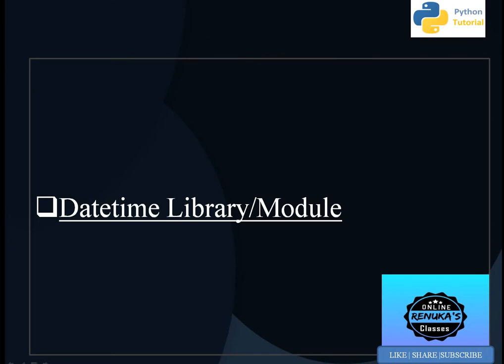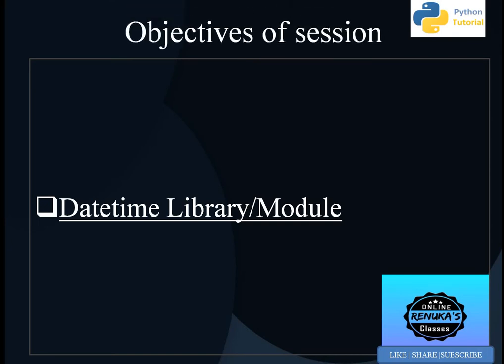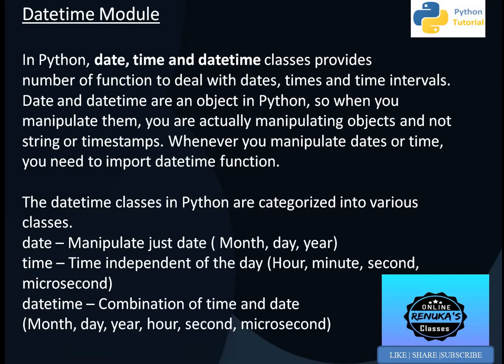This is Renuka and today we are going to discuss the datetime library or module in this session. As we discussed in our earlier videos, a library can be defined as a main module that contains some submodules or some useful definitions. We already have discussed math modules and string modules in our previous videos.